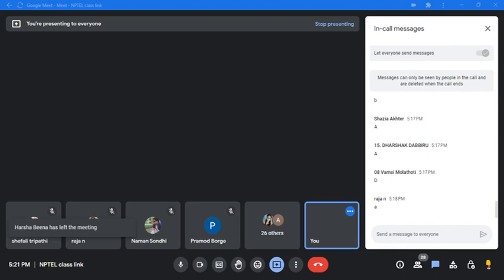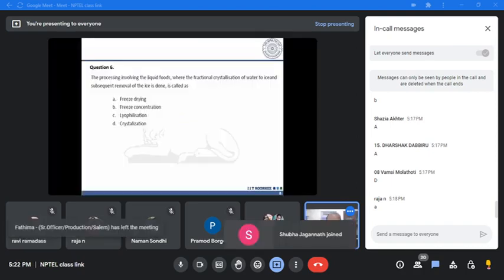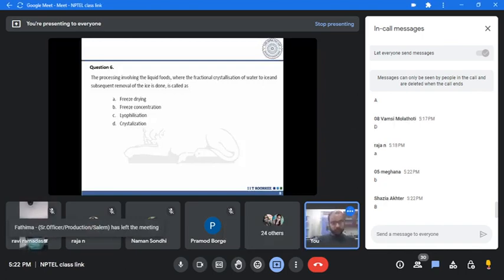The process involving liquid food where the fractional crystallization of water to ice and subsequent removal of the ice is done, that is called. Option A is freeze drying, option B is freeze concentration, then lyophilization, crystallization. So write your answer on the chat box. Meghna is saying B. Sajia Akhtar also saying B. Harshvardhan Maurya saying B.